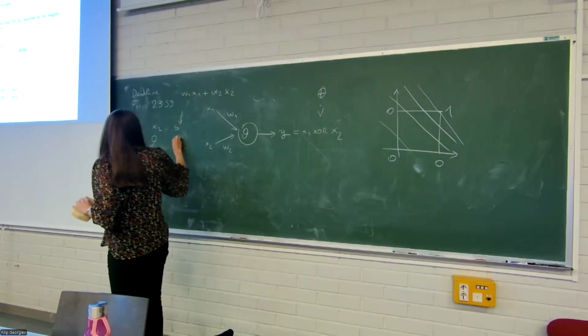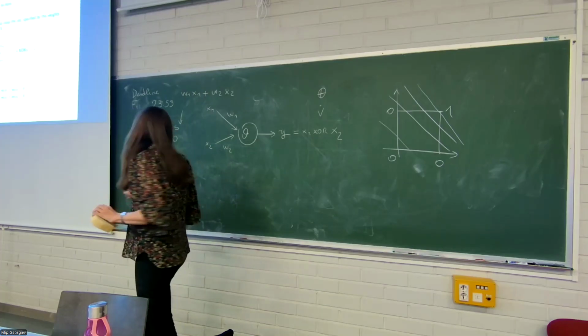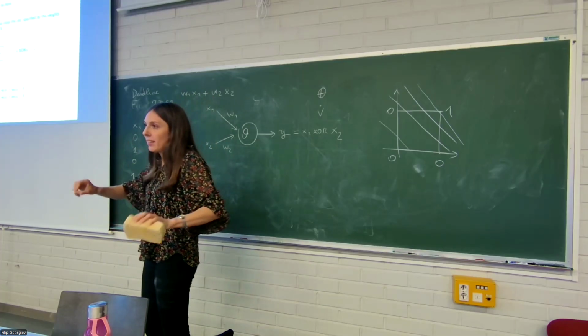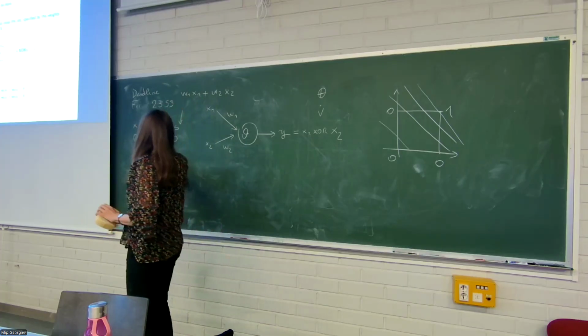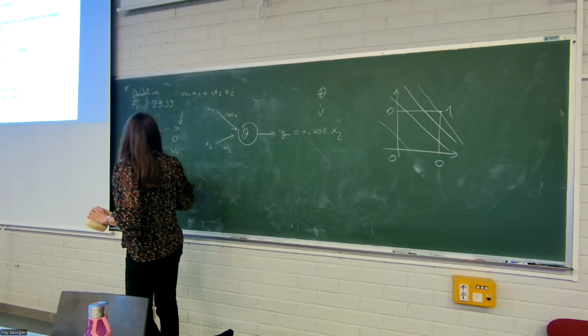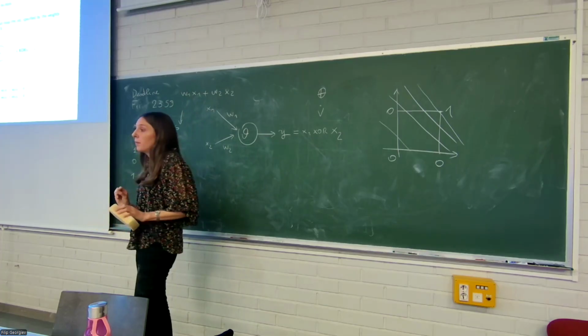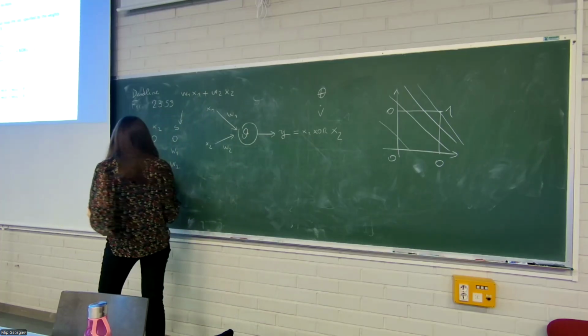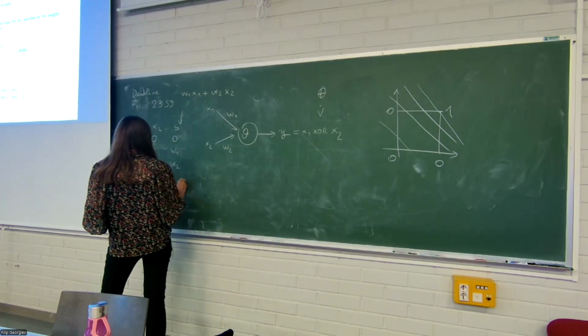The sum here is 0. Do you agree? I tell you again, W and theta are the parameters. So whenever I have a W, I just read W, theta. What is this? W1. This is W2. And this is W1 plus W2.